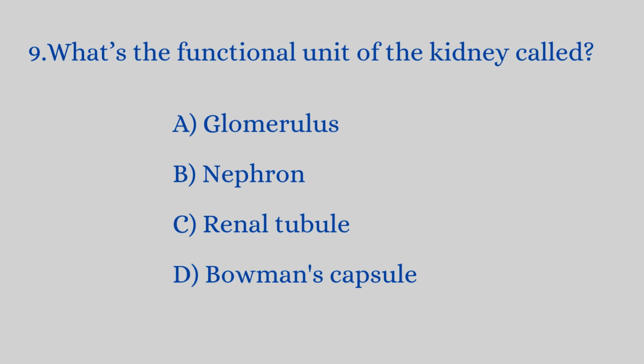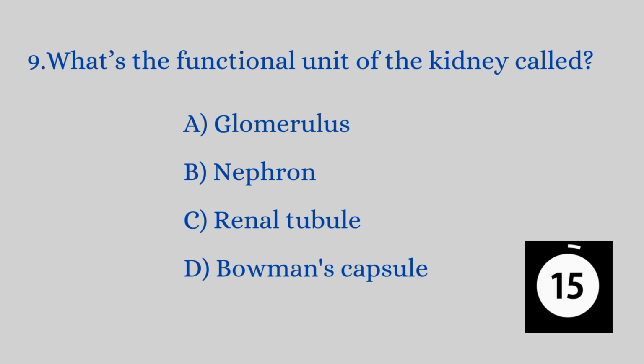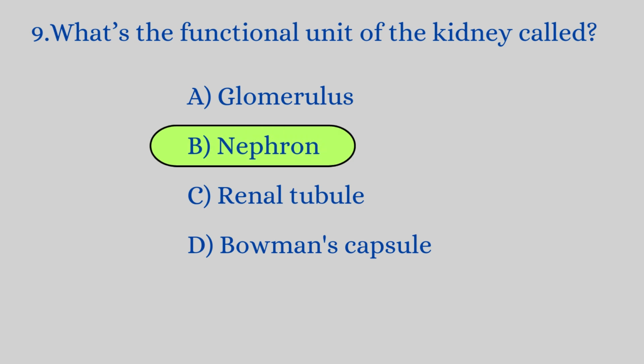9. What's the functional unit of the kidney called? A. Glomerulus. B. Nephron. C. Renal tubule. D. Bowman's capsule. The answer is B. Nephron.